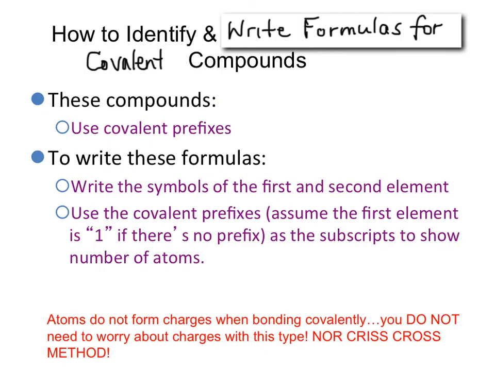So how do we identify and write formulas for covalent compounds? Remember that these compounds are going to have covalent prefixes. And all that you do here is you write the symbol of the first and second element, and you translate the prefix into a subscript. Atoms in this type of bond do not form charges, so you don't need to worry about crisscrossing.